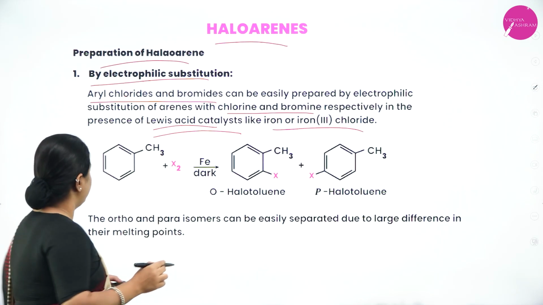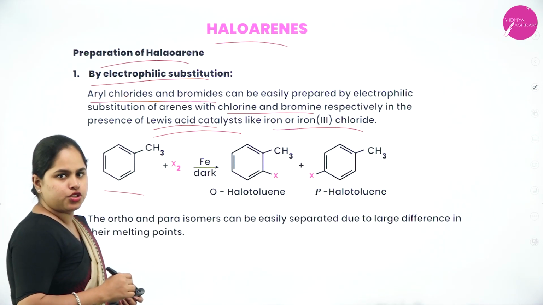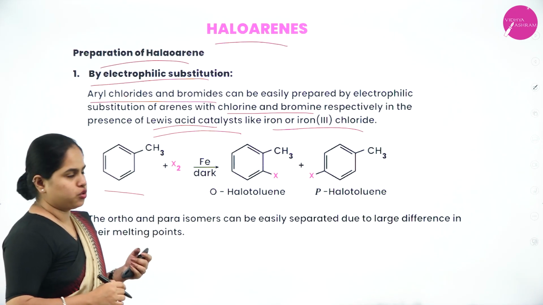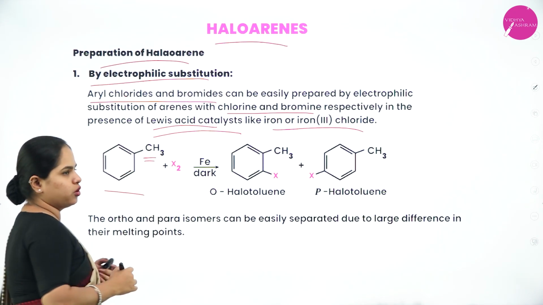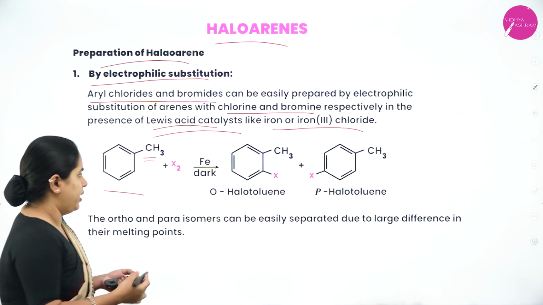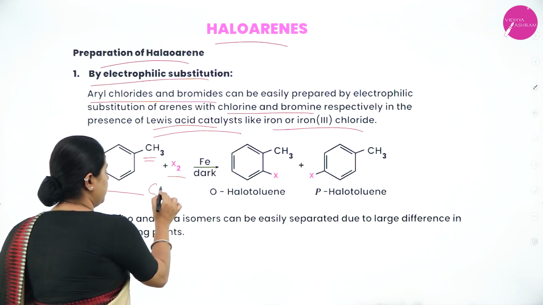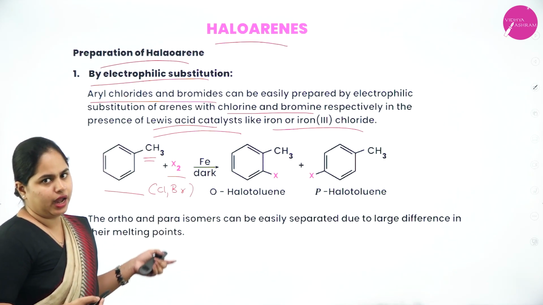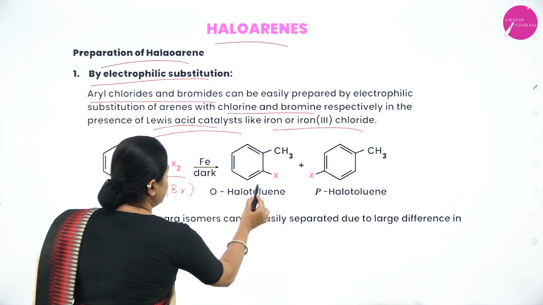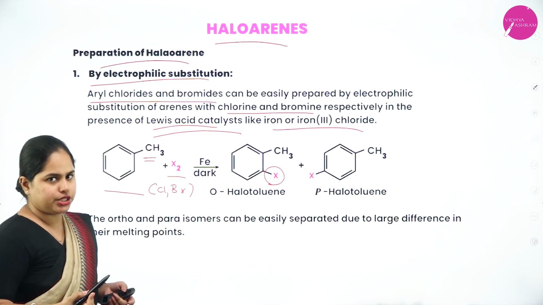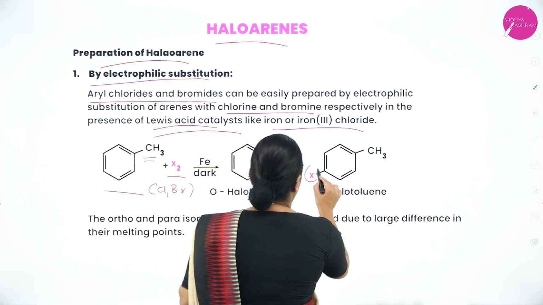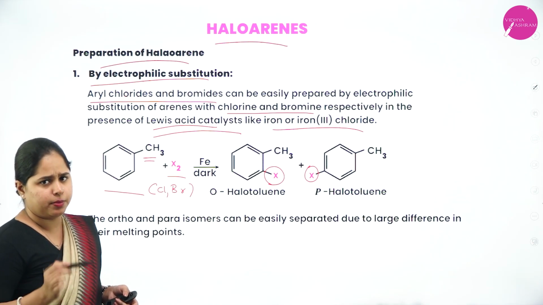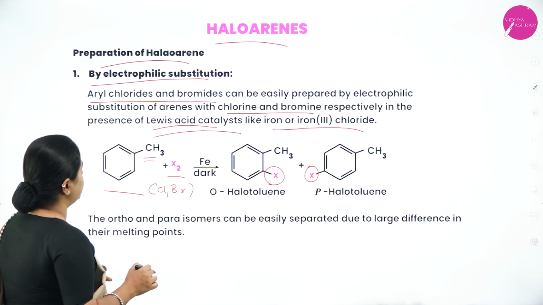We have taken toluene here. What is toluene? A methyl benzene is called toluene. That is, on benzene you have a methyl group, to which we add X2. X2 stands for either chlorine or bromine, that is your halogen. What happens in presence of iron? In the ortho position, your halogen can be substituted, or else in the para position, the halogen will be substituted.